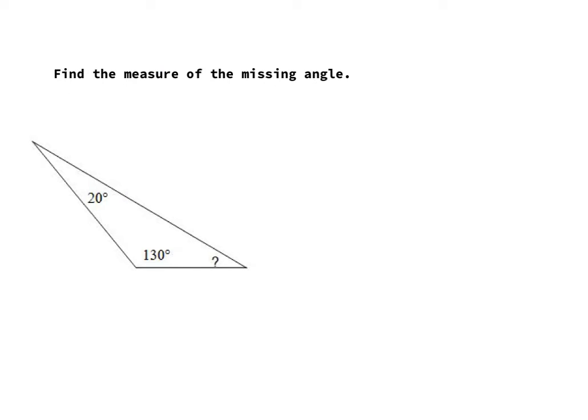Here I am told that one of the angle measurements is 20 degrees, the second angle is 130, and the third angle is missing. So I would plug in 20 plus 130 plus the third angle, which I'm going to represent with the letter X, has to equal 180 degrees based on the theorem.